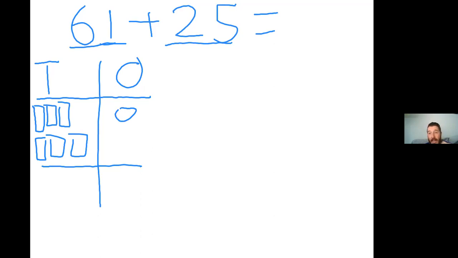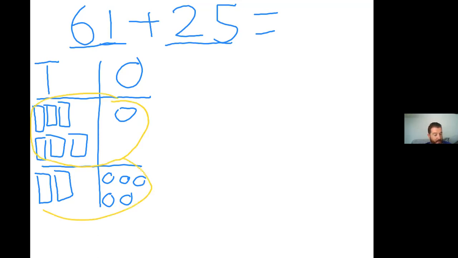Then we've got 25. Now 25 is 2 tens and 5 ones. So 1, 2 tens and 5 ones: 1, 2, 3, 4, 5, 25. So we've got both our numbers there, haven't we? We've got 61 and 25. Make sure you've drawn both of those numbers before you do the next part. So pause if you haven't.